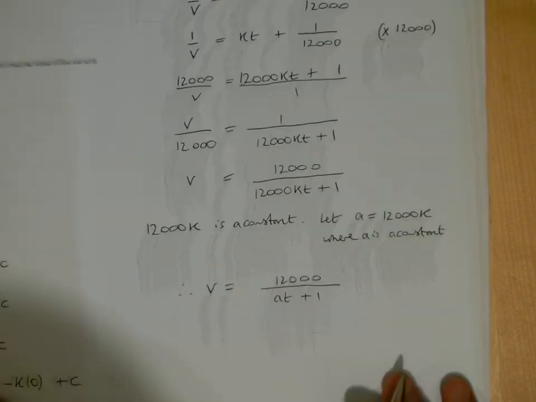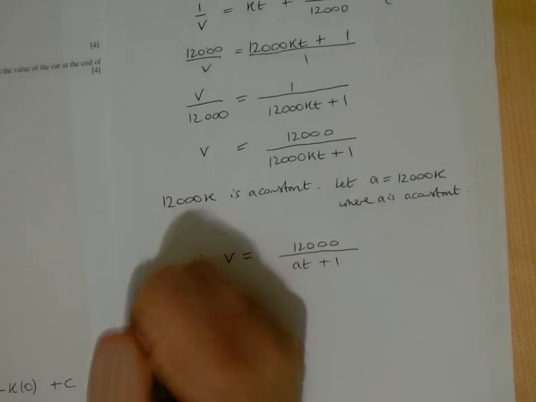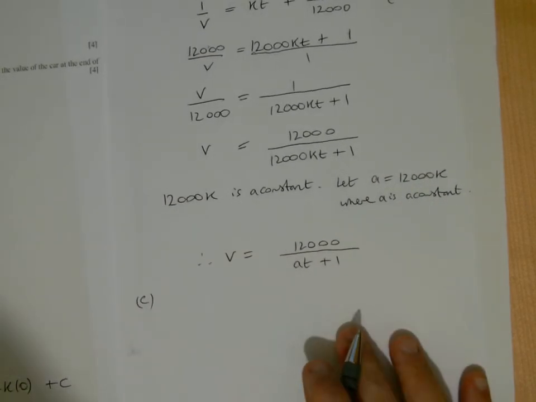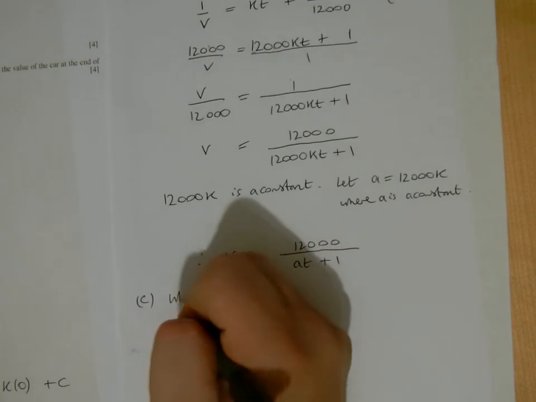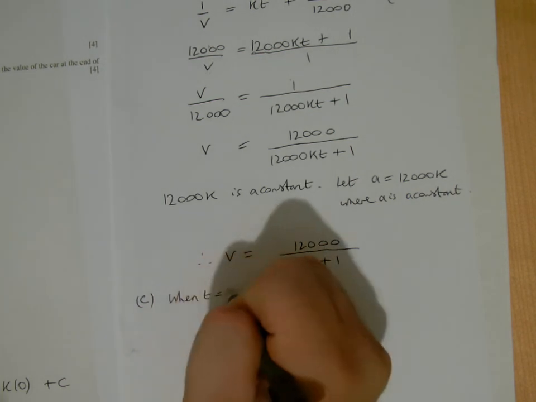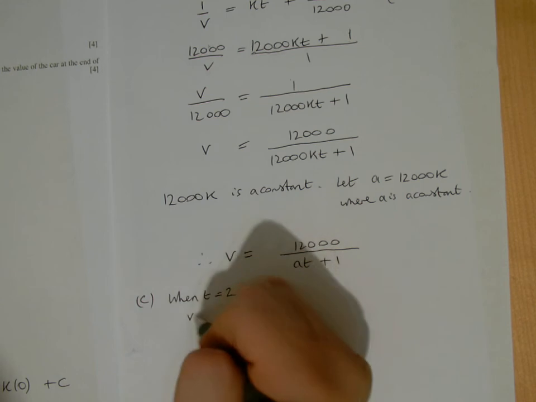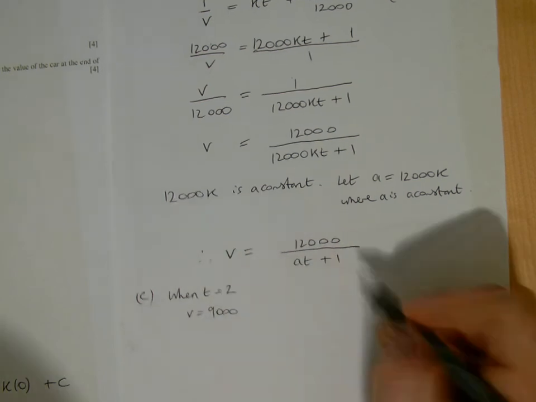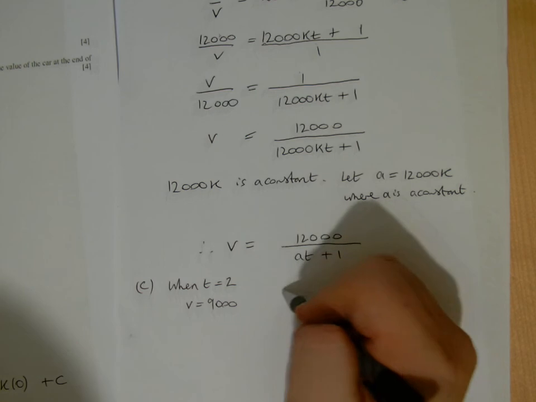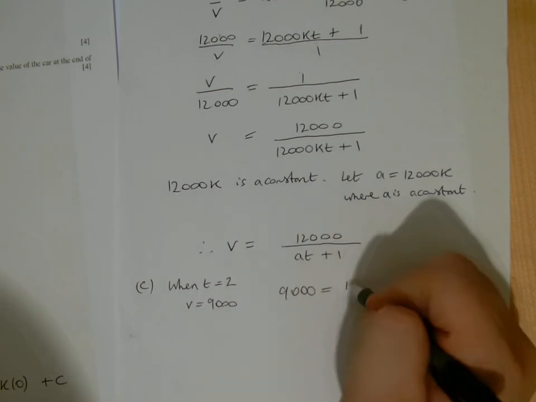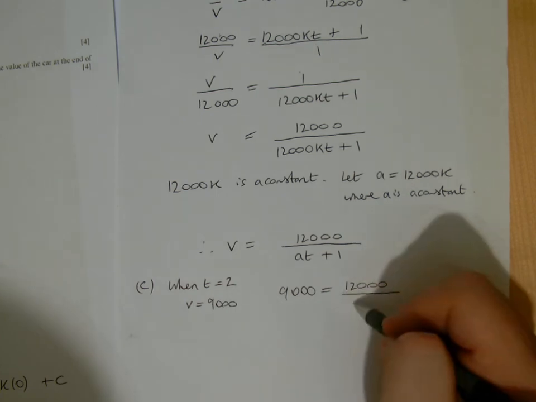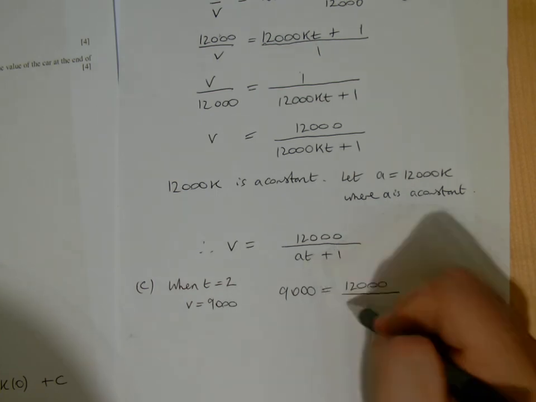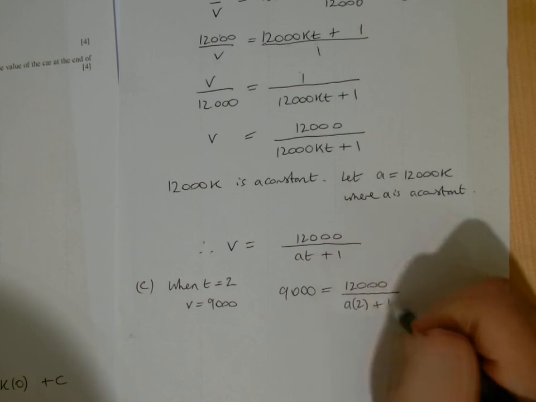Then it says, and we're on to part c now, the value of the car at the end of 2 years is £9,000. Find the value of the car at the end of 4 years. So they've given us another situation. We said, when t is 2, v is 9,000. They've done that because, remember, we've got this constant here. So 9,000 equals 12,000 over a times 2 plus 1.